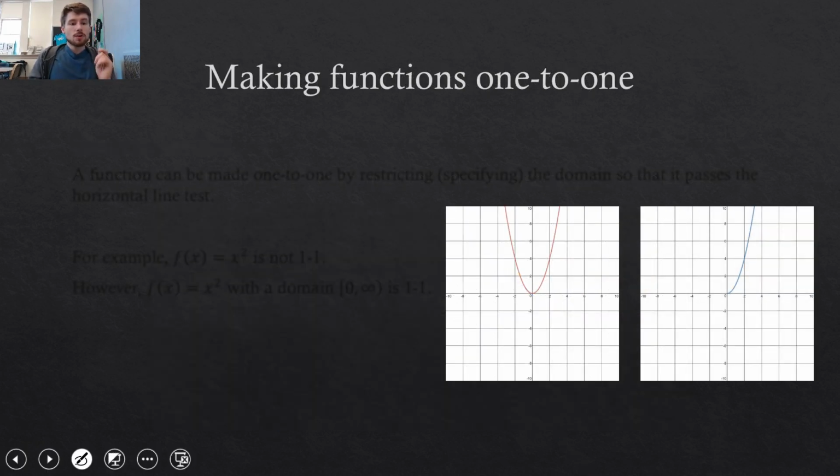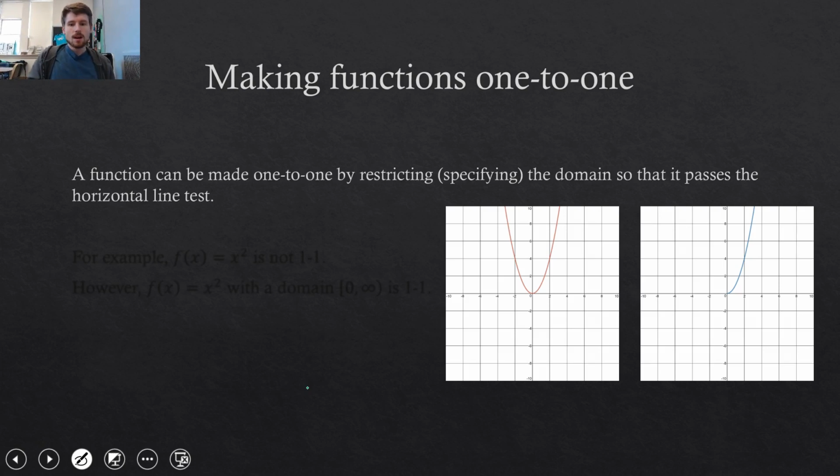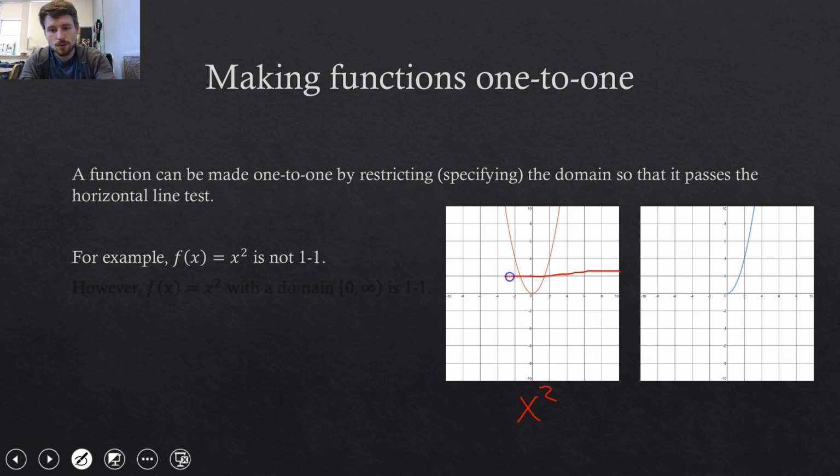Okay, so you can actually make a non-one-to-one function into a one-to-one function by specifying or restricting the domain down so that it does in fact pass the horizontal line test. So here are two examples. We've got x squared over here. We have the graph of x squared, which we already know is not one-to-one, and you can tell it's not because this horizontal line hits it twice. In fact, lots of these horizontal lines hit it twice, right?